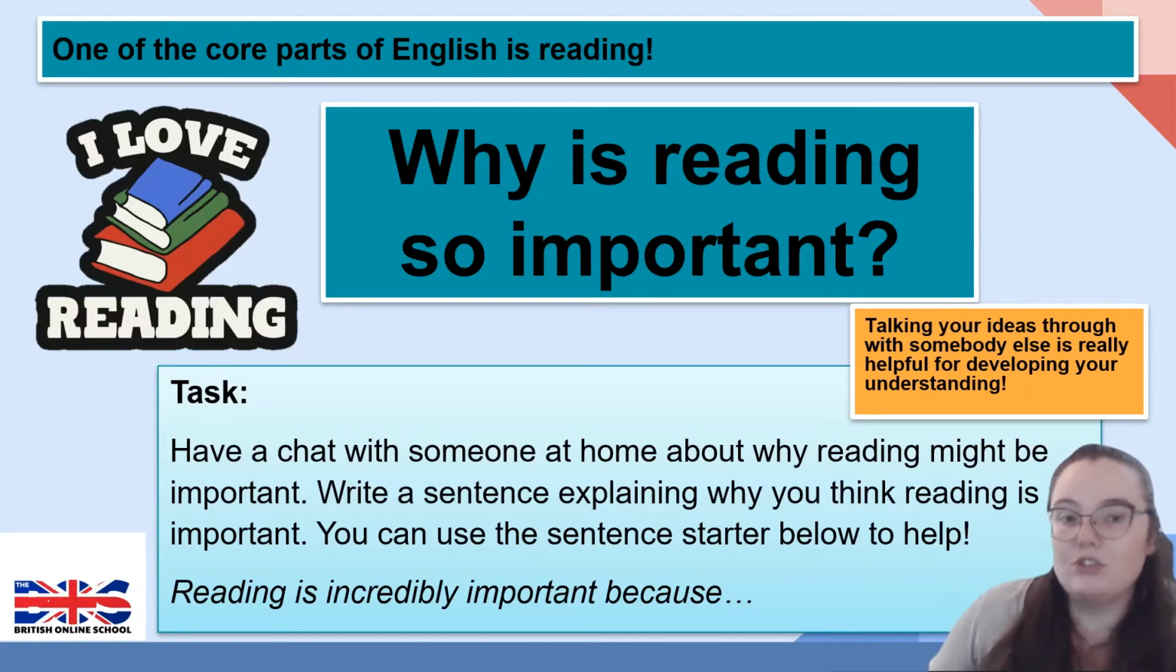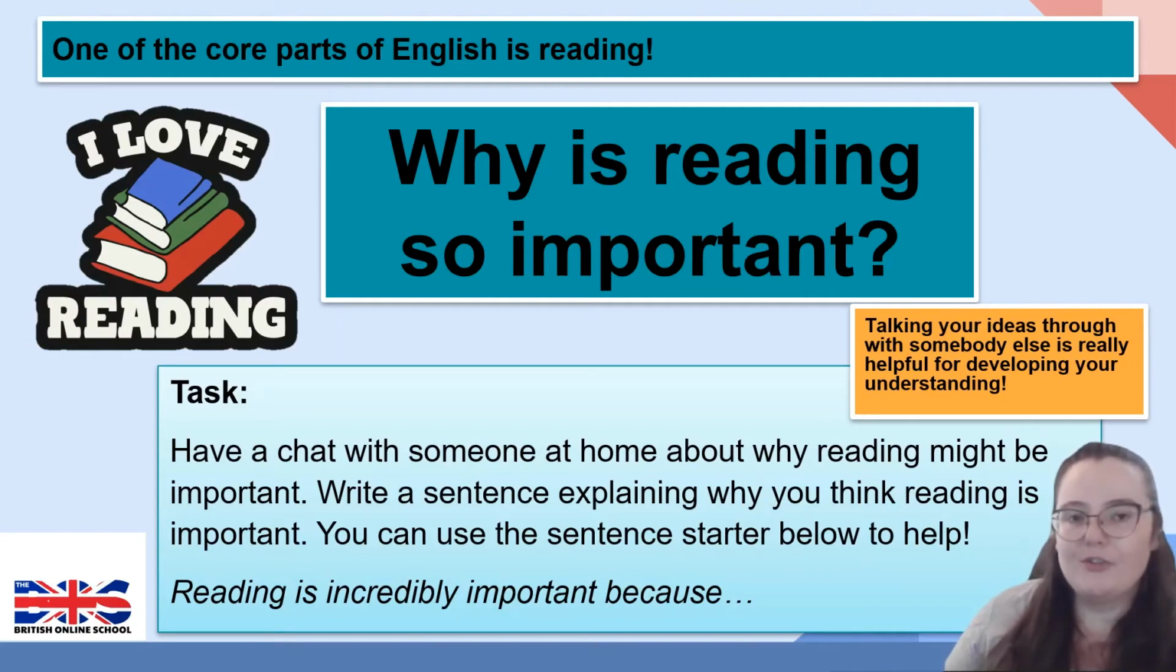Now, with these sentences, I want you to have a proper think and answer sensibly. So not just reading is incredibly important because we have to do it in English, or reading is incredibly important because books are good. Okay, think about what we've just talked about in terms of the mind map. Why do we read? What do we learn when we read? Okay, so pause the video now, spend a couple of minutes talking to somebody or talking to the wall, talking to yourself, that's fine, and come up with a sentence, okay? So you should be writing this on the worksheet or on a piece of paper, depending on how you are working through this. So pause the video now and take a couple of minutes to answer this.